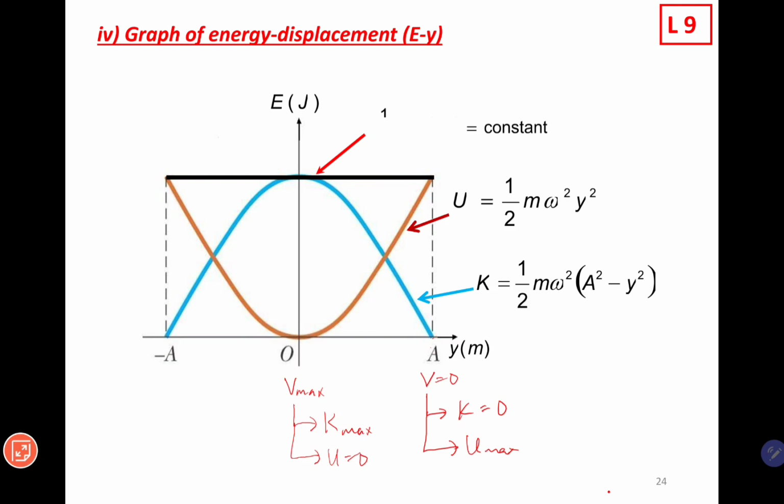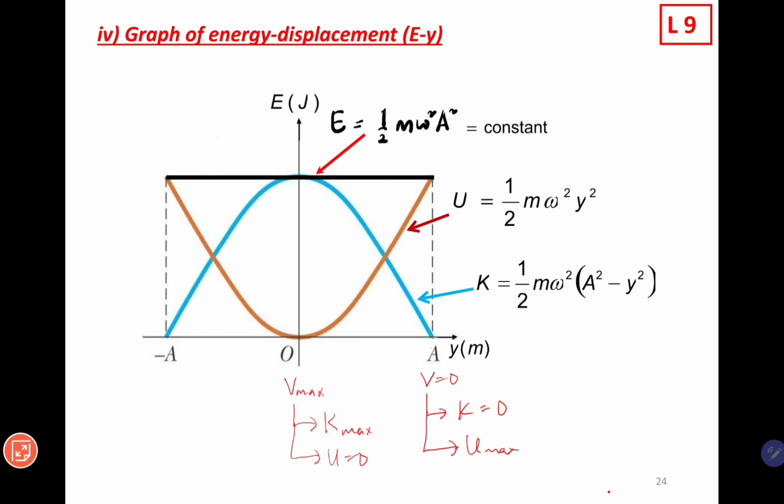So the total energy is half kx squared, sorry. Let me change the color. And that one is half m omega squared a squared. That one is the total energy, E total.